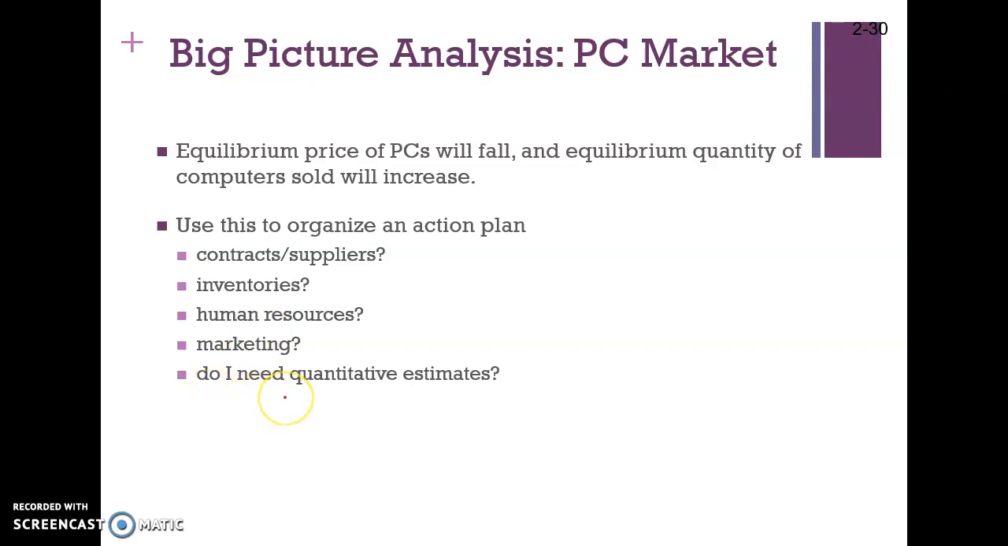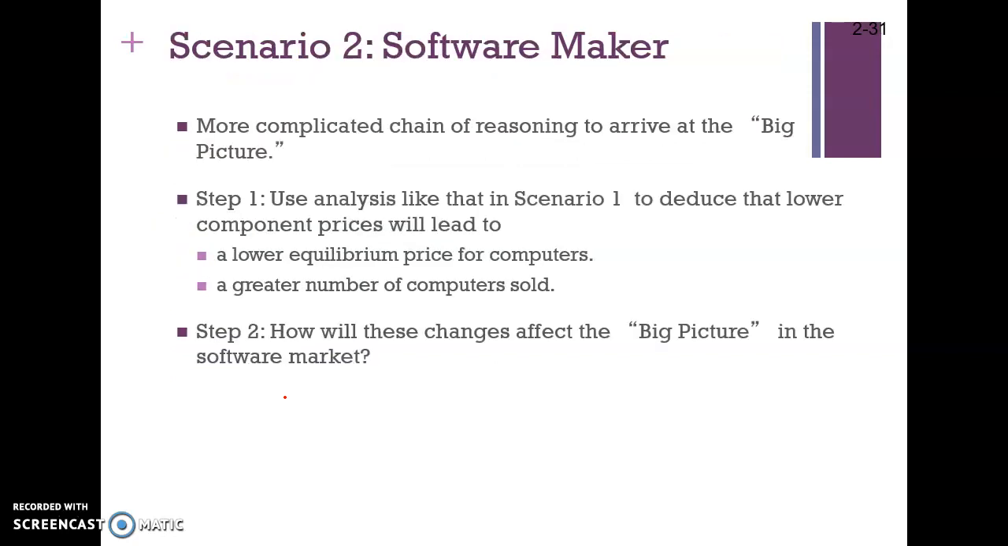And do I need quantitative estimates? Quantitative estimates mean that with a 1% decrease in the price of the product, how much the quantity of your product is going to increase. We are going to measure that with the help of the elasticity concept, which we will discuss in the next chapter. Now scenario 2 is software makers.